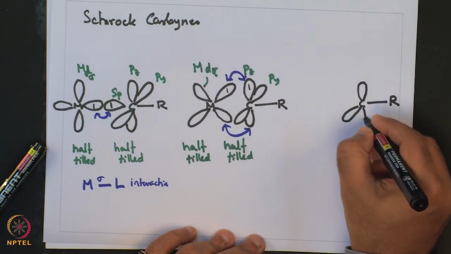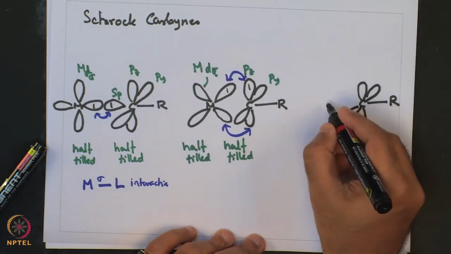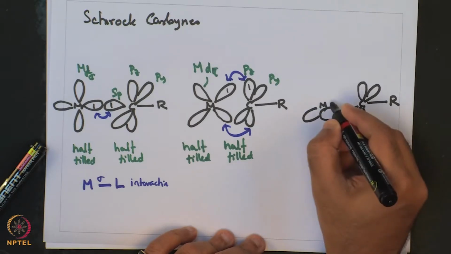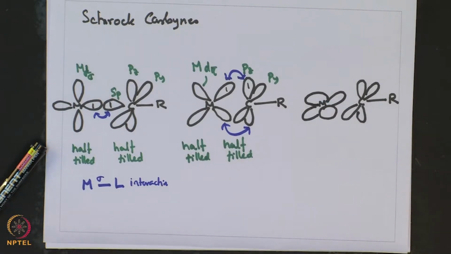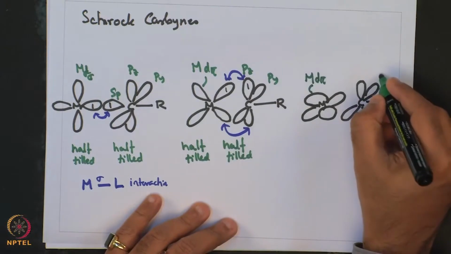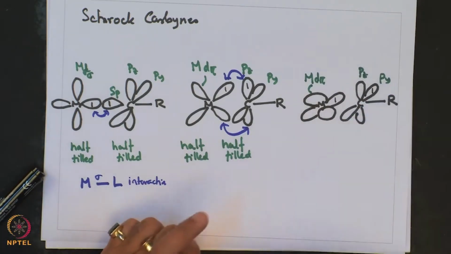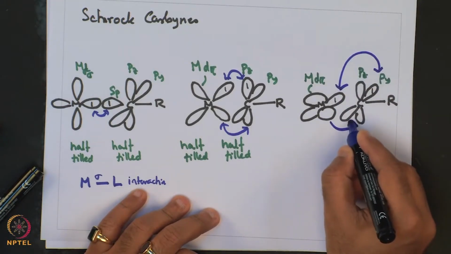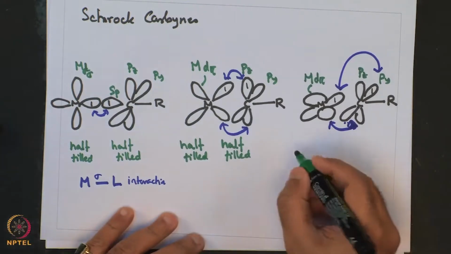And the last one is between the py and the metal d pi orbital, and this also has one electron each. Hence this is the interaction between py and the metal d pi. So, this also is a half filled interaction.